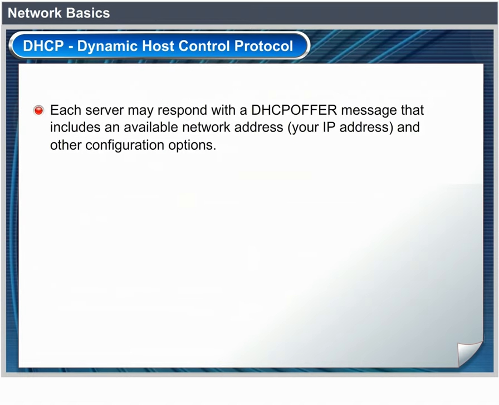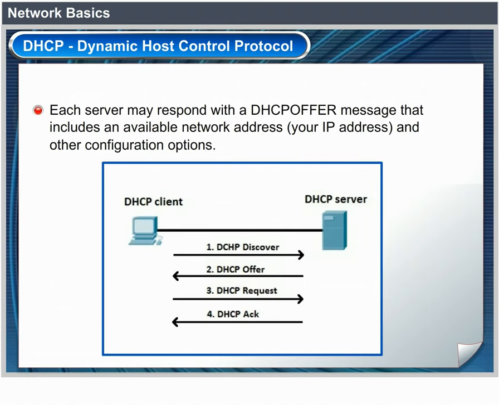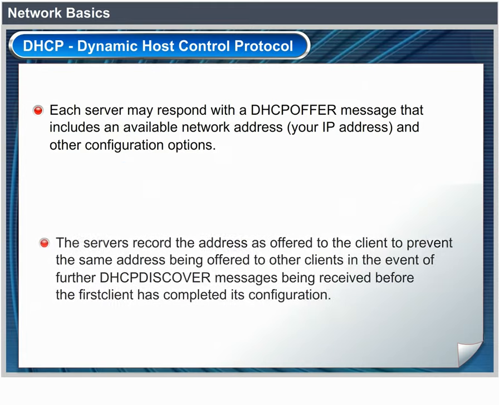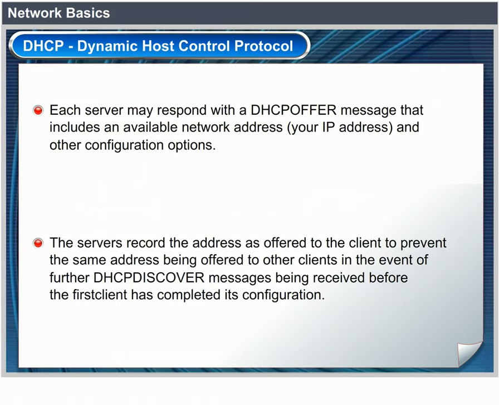Each server may respond with a DHCP offer message that includes an available network address, your IP address, and other configuration options. The servers record the address as offered to the client to prevent the same address being offered to other clients in the event of further DHCP discover messages being received before the first client has completed its configuration.